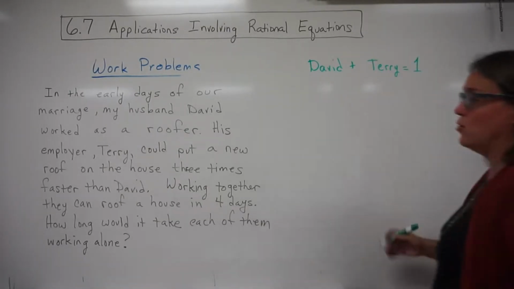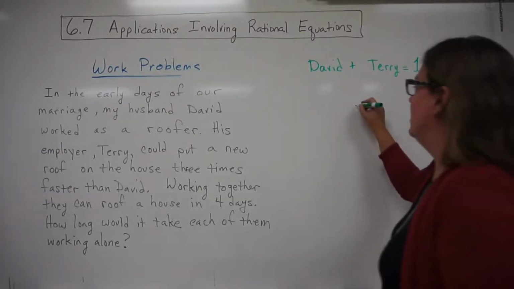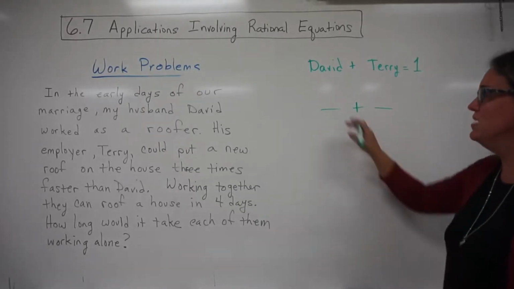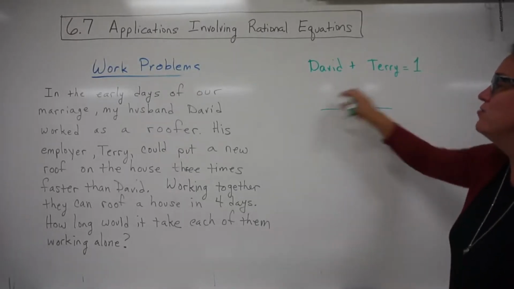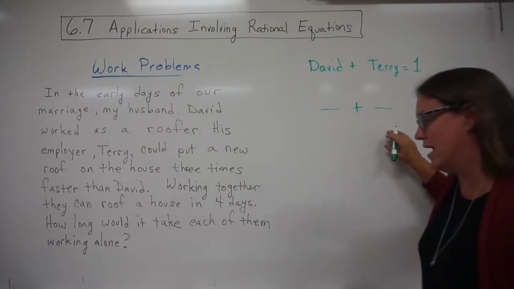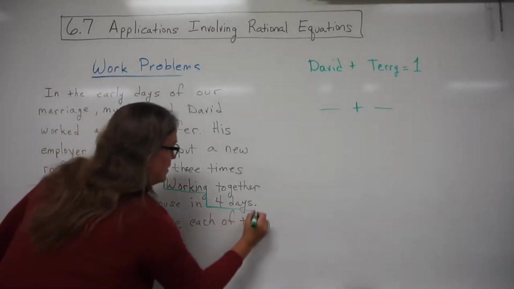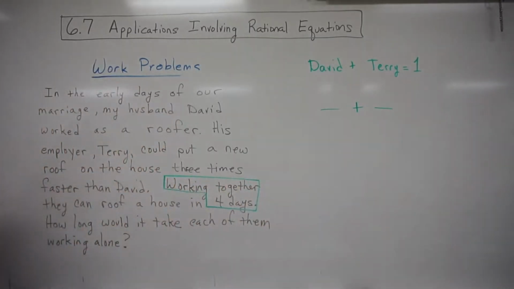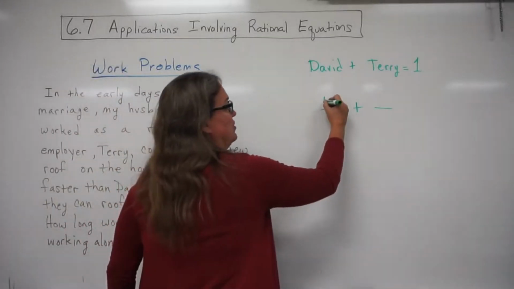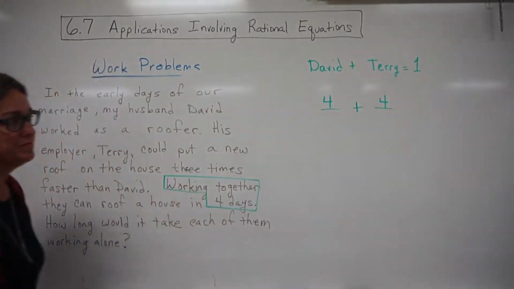Working together, they're going to finish one complete job. So what do we know? Well, this time we have clearer information about what goes on the top of the fraction than on the bottom of the fraction. What we know is that working together, they can roof a house in 4 days. So the amount of time that each individual did in fact work is 4.